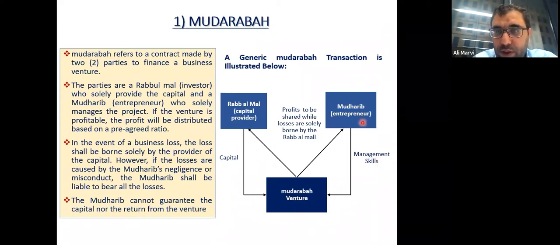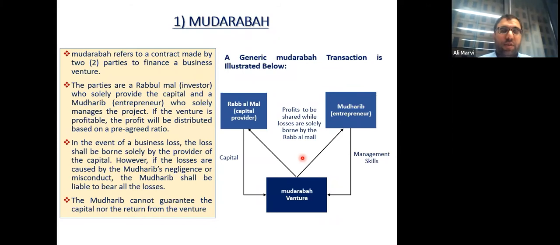And the entrepreneur brings the management skills here, and the capital provider brings capital and profits to be shared, while when the project is successful and we have profits, the profits will be split between them based on the agreement that they signed in Mudaraba contracts. But the losses are solely borne by the Rabb al-Mal, or the capital provider.